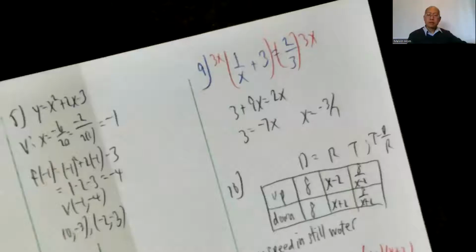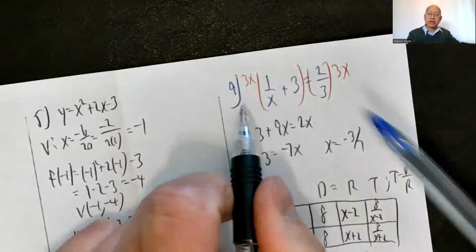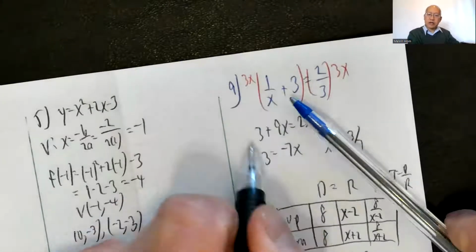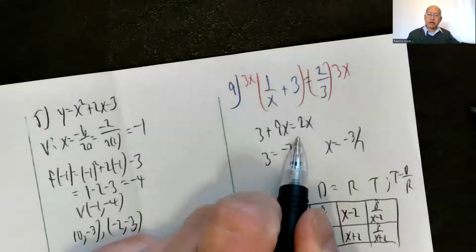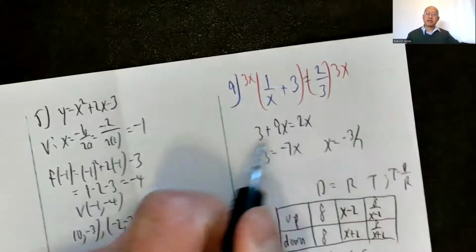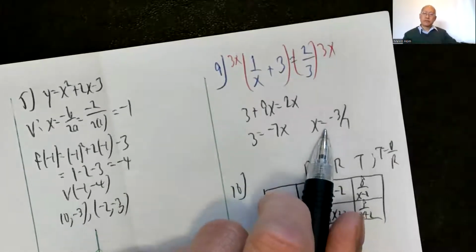Number 9, I don't like the fraction, so multiply both sides by the common denominator, which is 3x. So here x cancels out, you get 3. Here 3x times 3 is 9x. Here 3 cancels out, you have 2x. Subtract 9x, 3 is negative 7x. So x is negative 3/7.